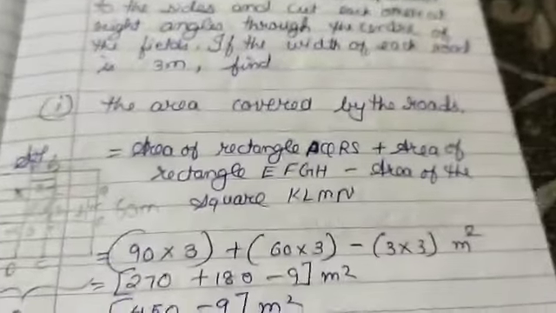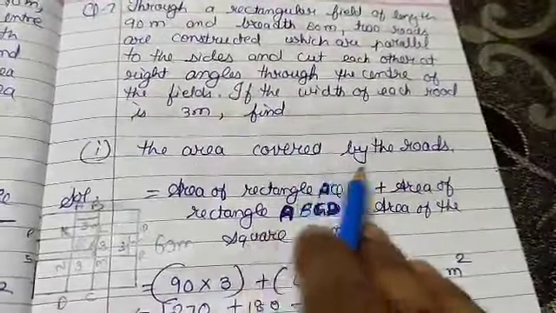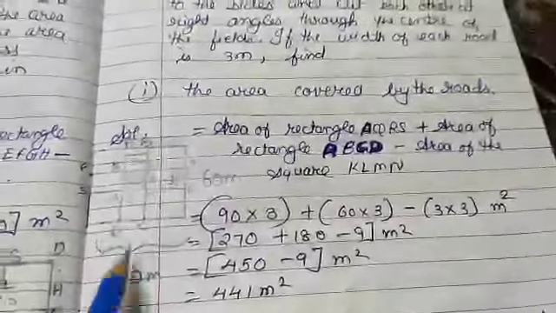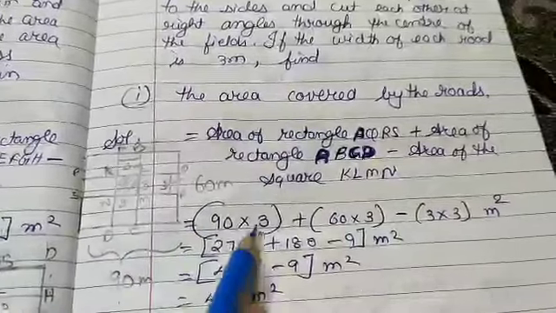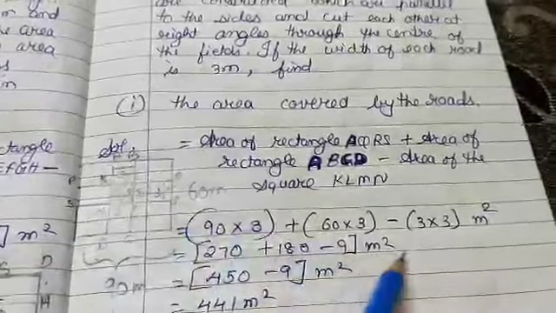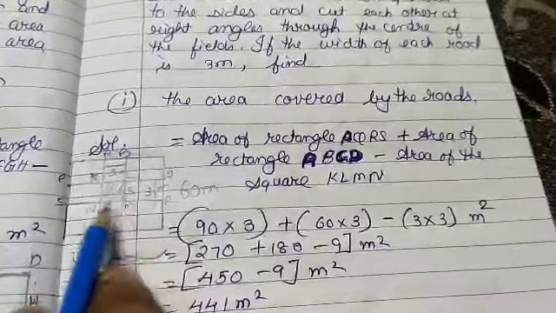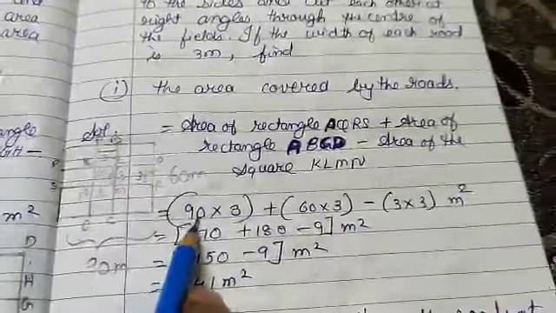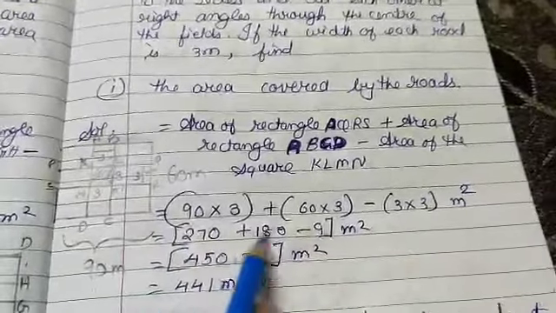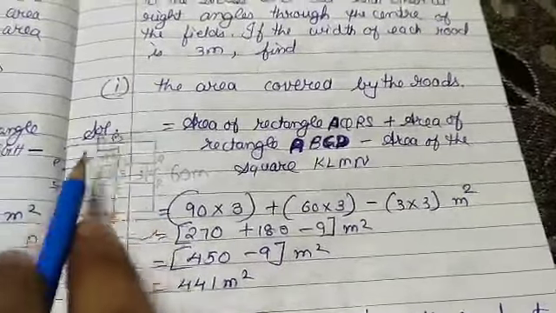So let us find the area of a rectangle first. Now let us see the area covered by the road, that is area of PQRS, that is length is 90 meter and the breadth is 3, 90 into 3. Then area of ABCD, that is the length is 60 and the breadth is 3 meter, and the area of overlapping, that is KLMN, that is L into L, that is 3 into 3. Now when we multiply 90 into 3, 270, 60 into 3 is 180, 3 into 3 is 9. So 270 plus 180 gives 450 minus 9. So when you subtract, you will get 441 meter square, that is the area of the road.